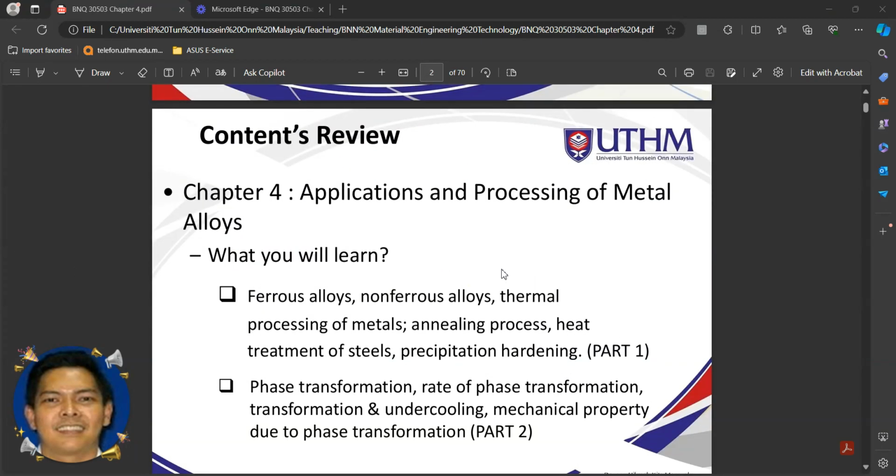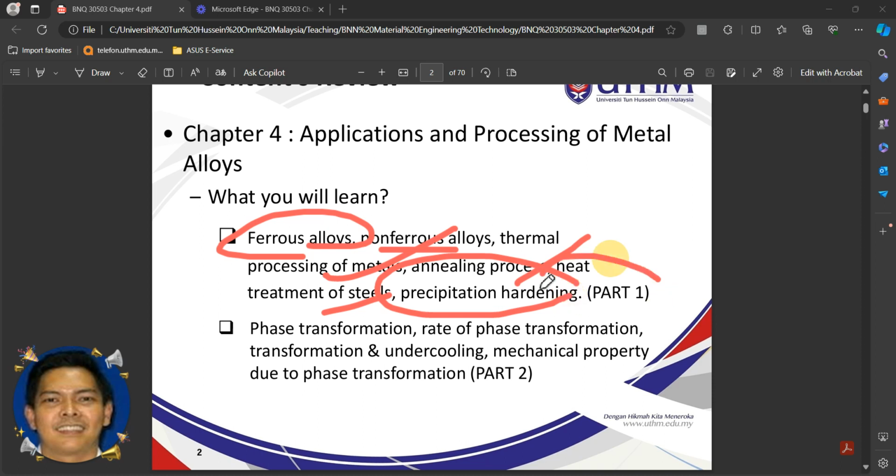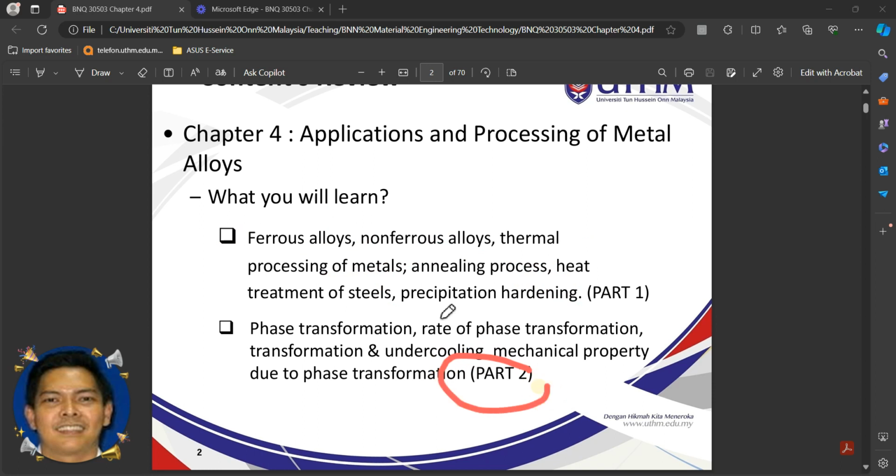The content review. For Chapter 4, you will learn the ferrous alloy, the non-ferrous alloy, thermal processing of metal, annealing process, heat treatment of steel, and precipitation hardening. So this will be covered in Part 1 of this lecture. In Part 2, you will delve into the phase transformation, the rate of transformation, the transformation and undercooling, and mechanical properties of the processing of these types of materials.